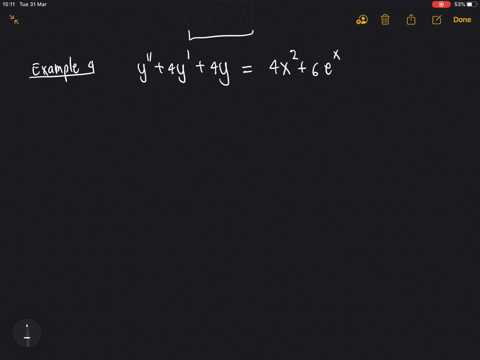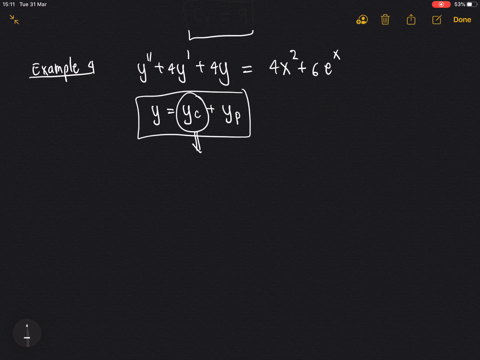Remember that the solution of the second order equation, or y, is equivalent to the combination of the yc adding up with the yp. So your yc can be determined by letting gx equivalent to 0, and your yp here can be determined by estimation from your gx function, and then you make a guess for your yp. Okay, so first thing, let's try to find the yc first.